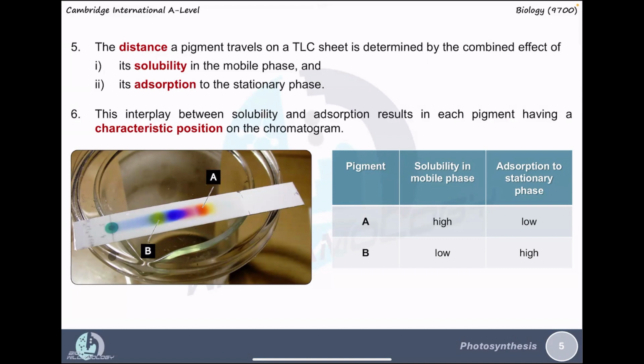So the interplay between the solubility and adsorption finally determines the positions of a pigment on a chromatography strip or chromatogram.